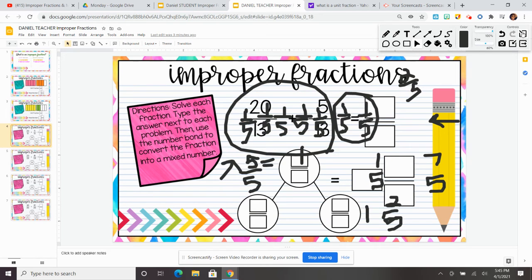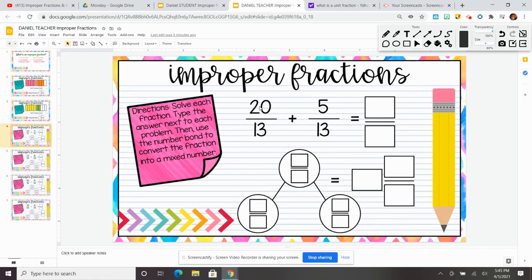All right, the next slide says improper fraction. You're still dealing with improper fractions. It says solve each fraction. So that's what you're going to do at the top. You're going to add the fractions together. Then it says type the answer next to each problem. Then use the number bond to convert or change the fraction into a mixed number. All right, so first we're going to deal with this one.